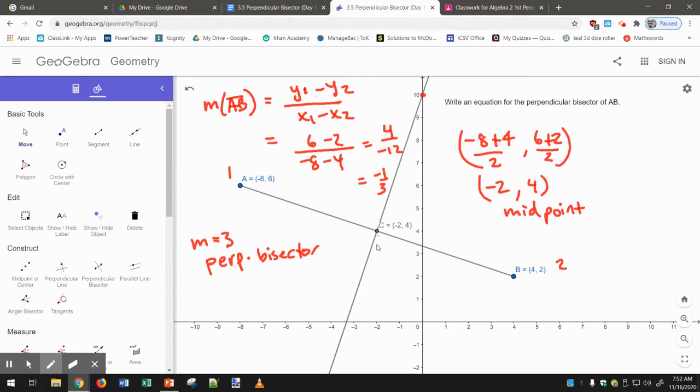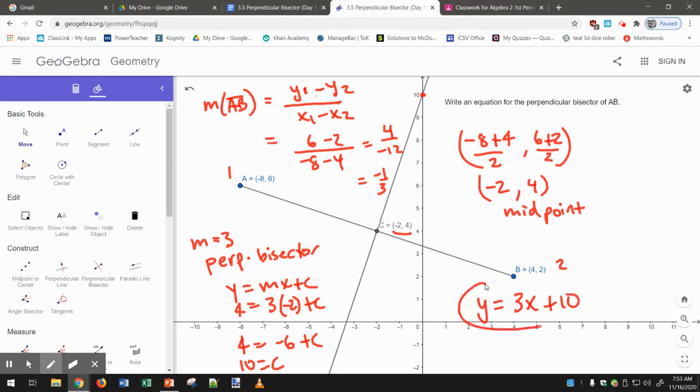But you're not going to be able to see that when you're doing this by hand. So I'm going to have to set up my equation, y equals mx plus c, plug in the slope for m, and plug in the midpoint as the x and y coordinate, because that's the only point we know on this line. So x is -2, c is the y-intercept, and 4 is y. So we have 4 equals 3 times -2, which is -6, add 6 to the other side, and we can see it's 10. So now we write out the equation of the perpendicular bisector, y equals 3x plus 10, and we're done.